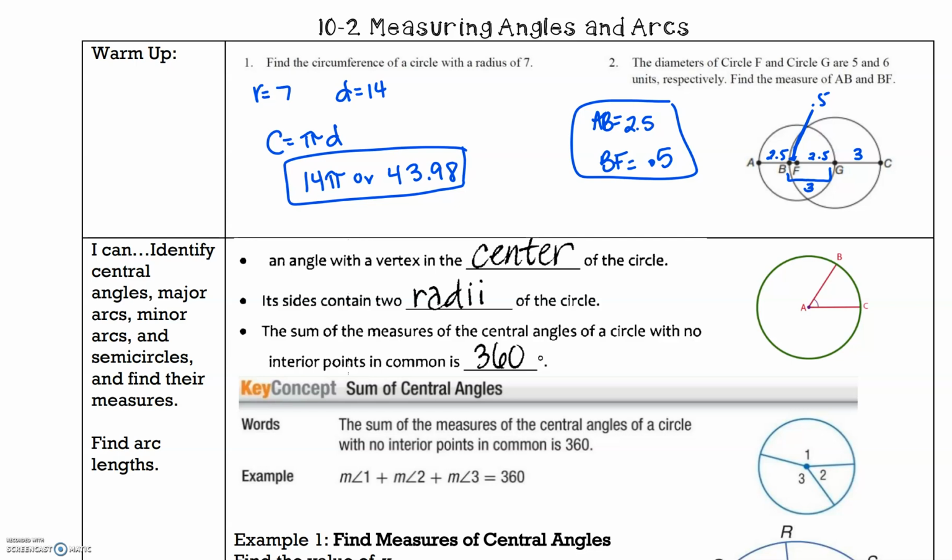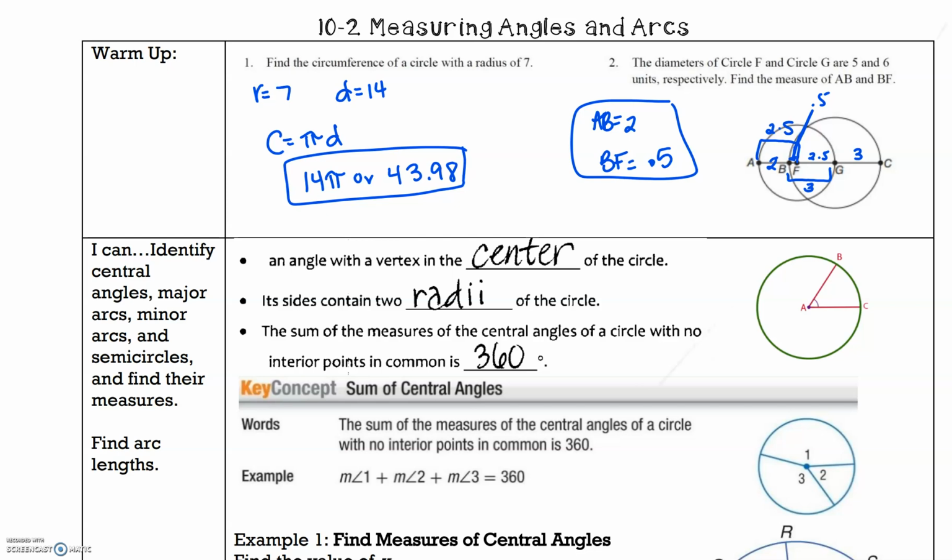Number 2, giving the diameters, we want to cut those in half. So AB would be, actually that is all the way to BF, so let me fix that. There we go. So AB should be 2 because all the way from A to F is a radius, which would be half of 5 or 2.5. And then this is 2.5 from F to G.